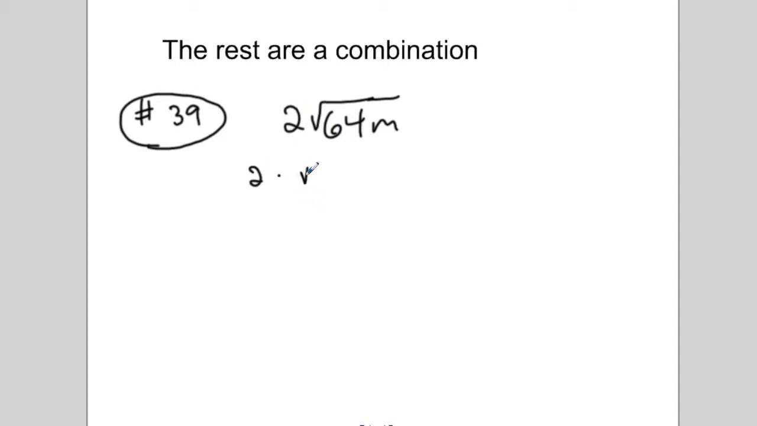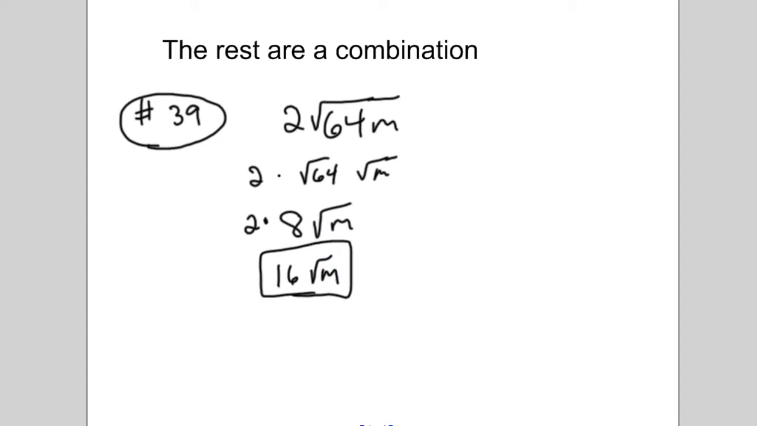Okay, so this is 2 times the square root of 64 times the square root of m, if I broke that up. Maybe you happen to recognize right off the bat that the square root of 64 is just 8. Square root of m doesn't break down anymore, so you're going to leave it square root of m. 2 times 8 is 16. So this is 16 square root of m. Hopefully that's enough information to help you out with the rest of these.